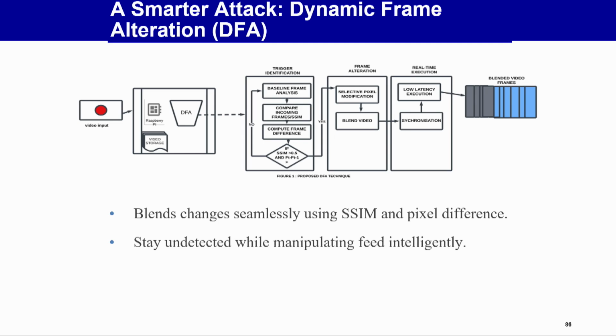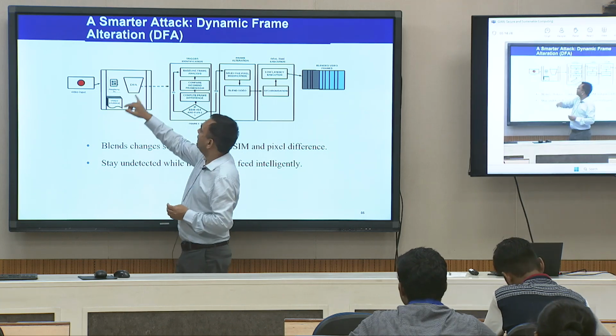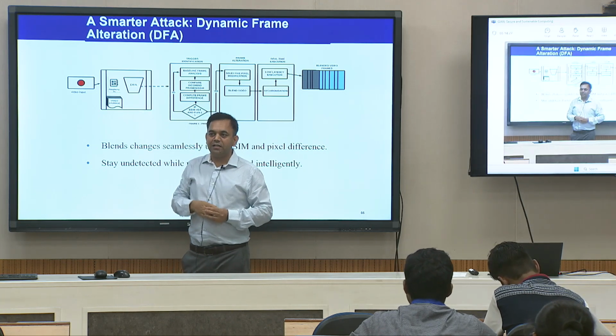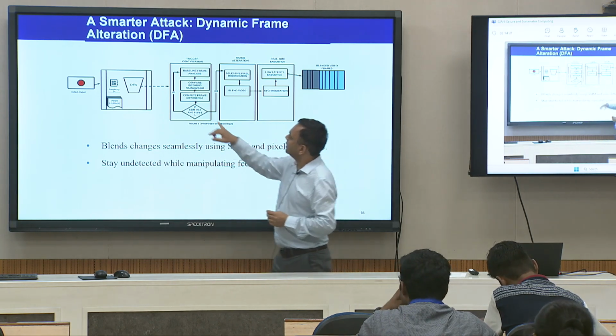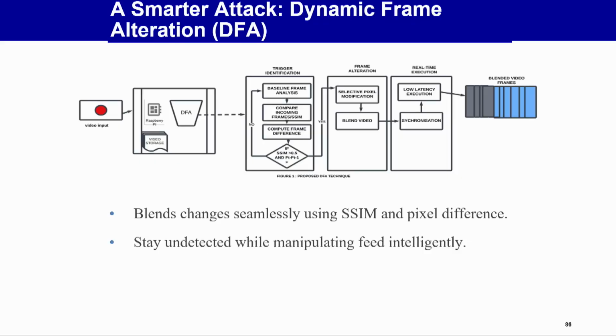The camera is attached to a Raspberry Pi, and there is some video storage and a module running dynamic frame alteration. What it does is compute two things. One is the structural similarity index metric, which is basically how similar the incoming video is to the stored one, frame by frame. It also checks the frame difference, like what is now and what was at the previous moment.